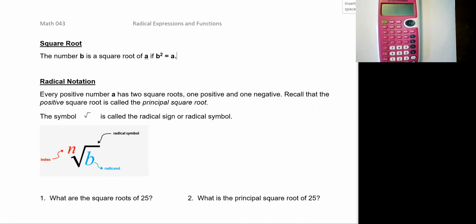This lesson is on radical expressions and functions. First, let's look at the definition of square root. The number b is a square root of a if b squared is equal to a.